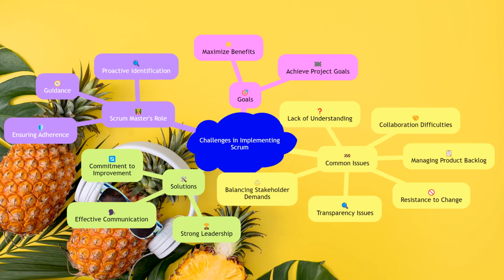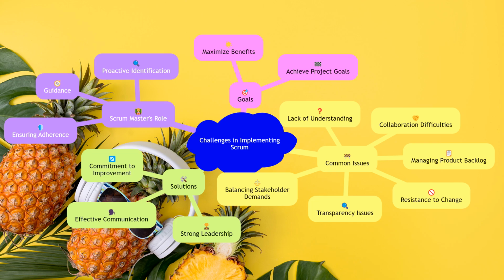While Scrum offers many benefits, teams may encounter challenges when implementing the framework. Common issues include resistance to change, lack of understanding of Scrum principles, and difficulties in maintaining transparency and collaboration. Teams may also struggle with balancing stakeholder demands and managing the product backlog effectively. Addressing these challenges requires strong leadership, effective communication, and a commitment to continuous improvement.